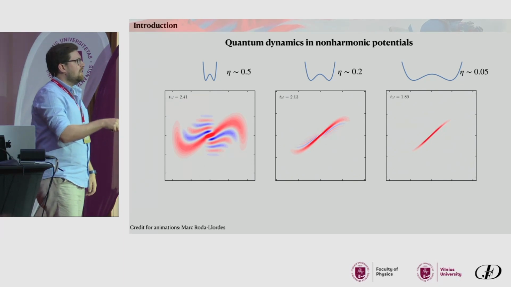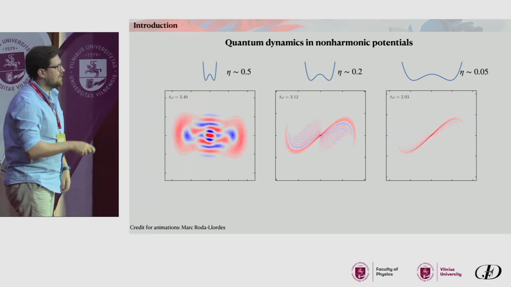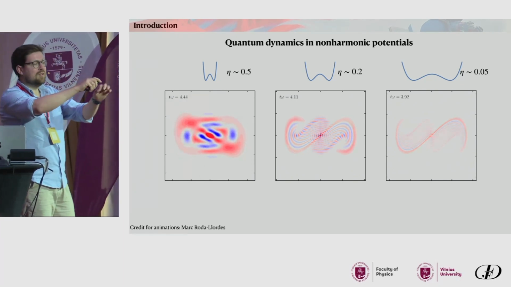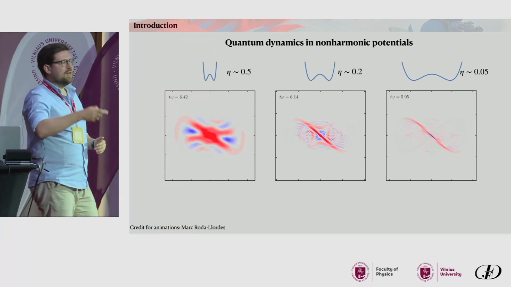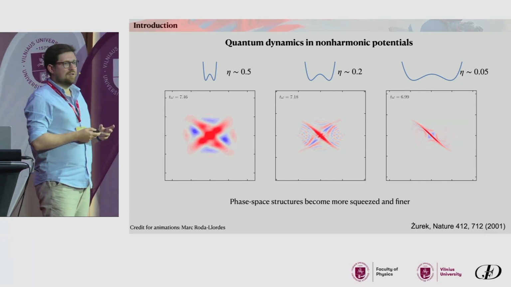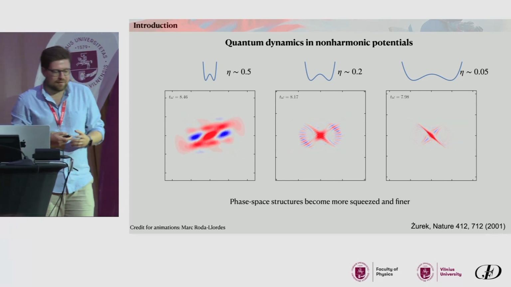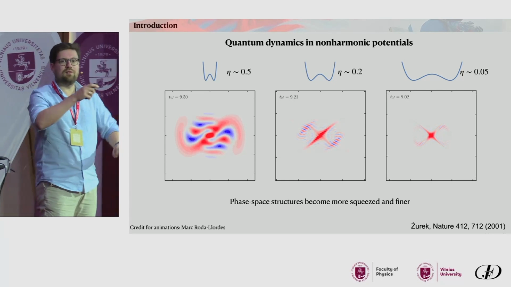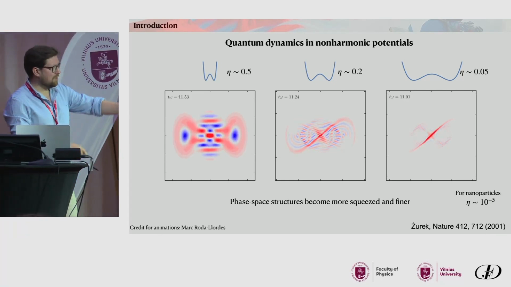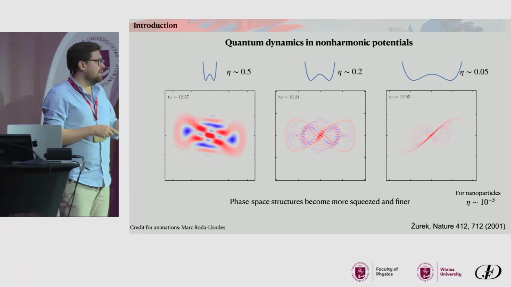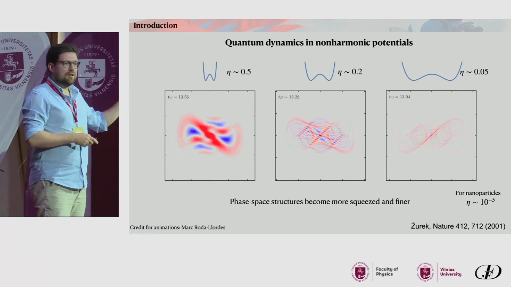And as you can see, if eta is very small, then the non-Gaussian properties of the states appear only at later times. And this provides a problem. If your system is very weakly non-harmonic, it's very hard to produce these non-Gaussian states. For nanoparticles, eta is extremely small. So here I'm going to address both regimes, large eta and small eta.